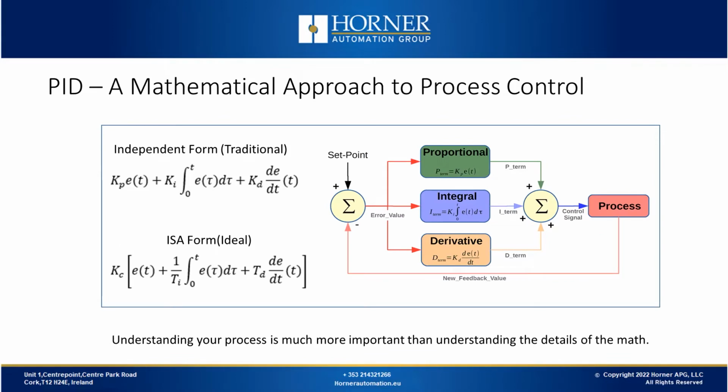PID is a mathematical approach to process control. On the screen, you'll see equations for the traditional form of PID and the ISA form of PID, which are the two that we've implemented at Horner. Keep in mind that understanding your process is more important than understanding all the details of the math. So just note here that there's three elements to the PID algorithm: proportional, integral, and derivative, and each of those offers something different when it comes to controlling your process. We'll talk about that more as we go on.